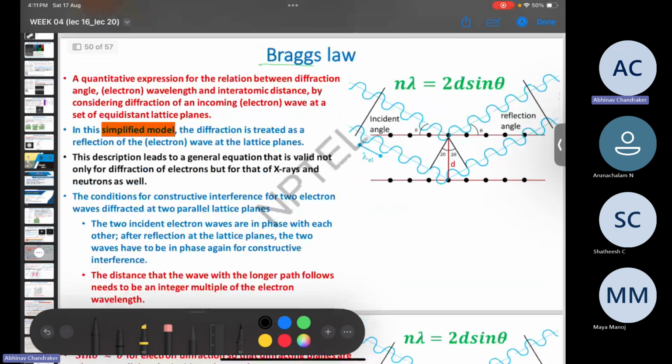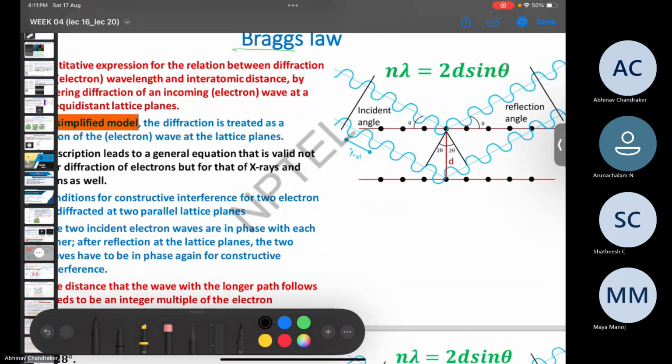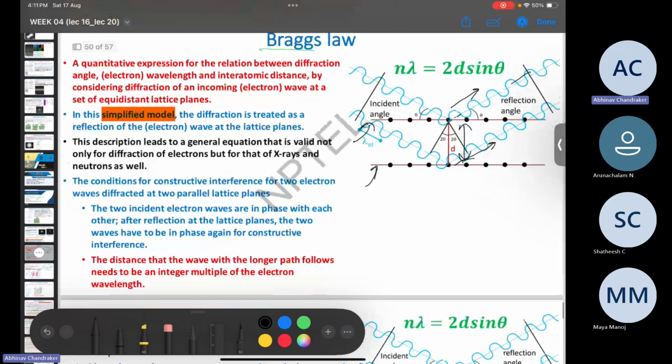So if we consider a very simplified model, we have stacks of atomic layers or atomic planes, and then there is an incident beam coming on those atomic planes. They are interacting with these planes, which are periodically arranged, and they are getting scattered at certain angles, right? And in this case, you can consider it to be similar to a reflection.